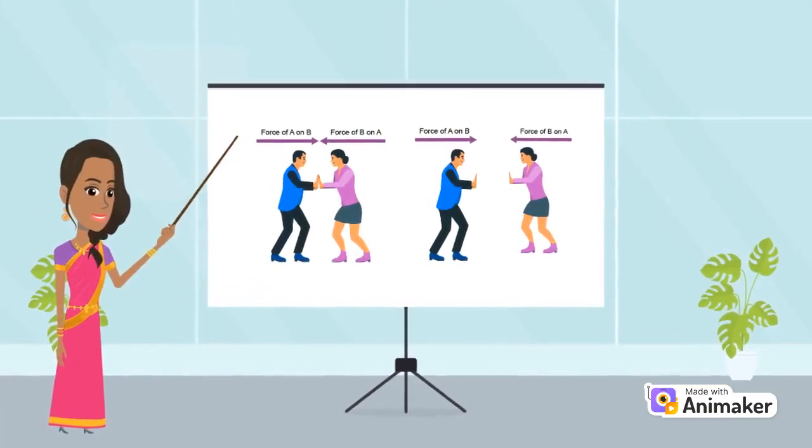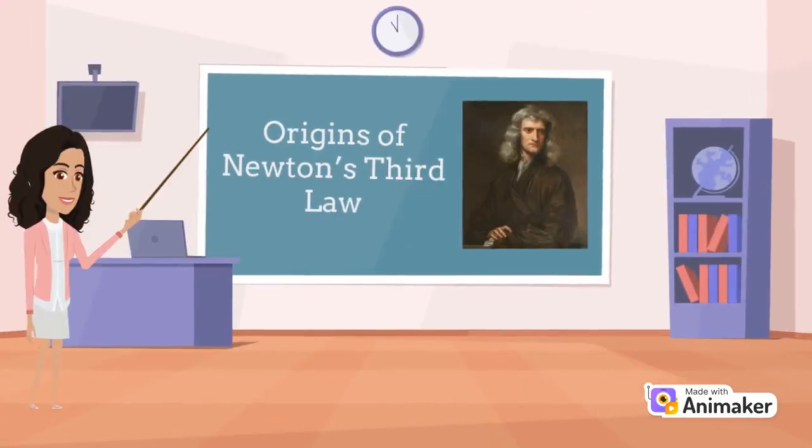Newton's third law states that for every action there is an equal and opposite reaction. But what does that really mean? Let's break it down. Imagine you're standing on a skateboard and you push against a wall. What happens? You roll backwards. That's because when you exert a force on the wall, the wall exerts an equal and opposite force on you. This is Newton's third law.